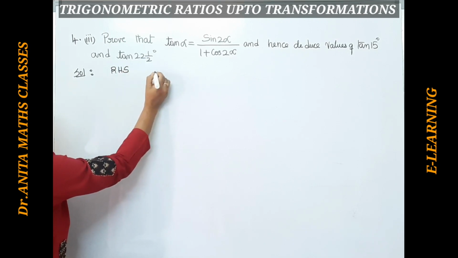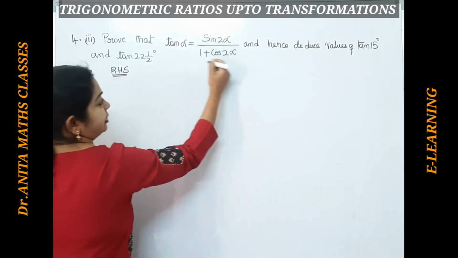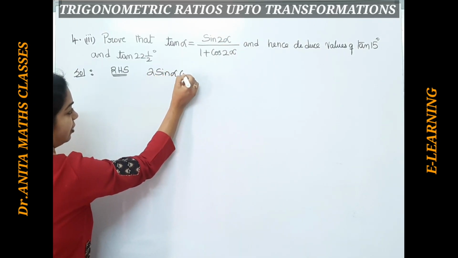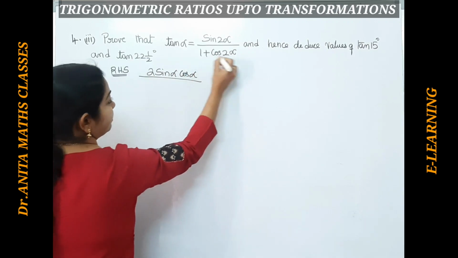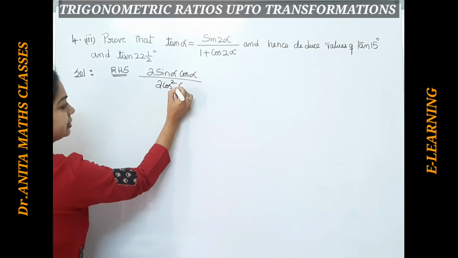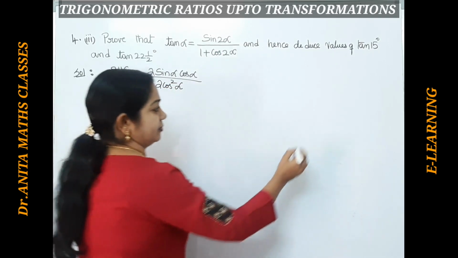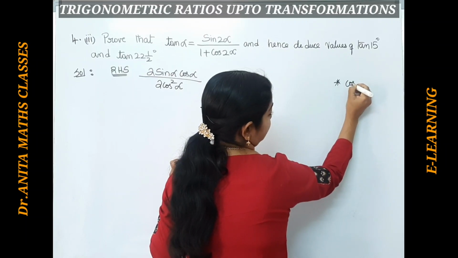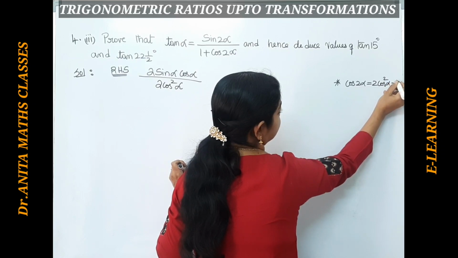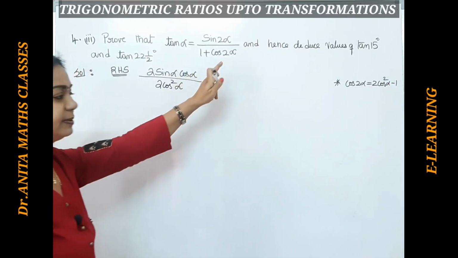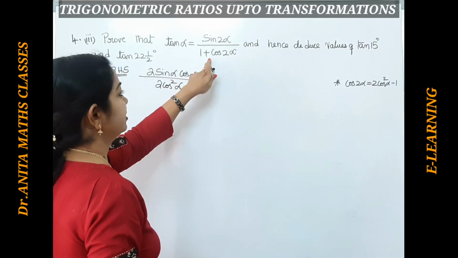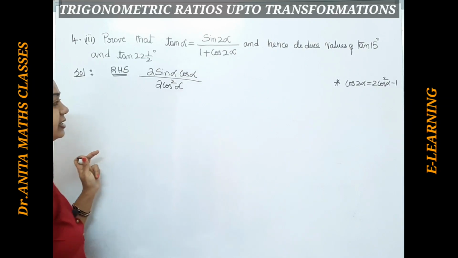So sin 2 alpha, we will write the formula: sin 2 alpha is 2 sin alpha cos alpha, by 1 plus cos 2 alpha. 1 plus cos 2 alpha is 2 cos square alpha. Right, this is a formula. Cos 2 alpha is equal to 2 cos square alpha minus 1. So from this formula, 1 plus cos 2 alpha, if you take plus, that is cos square. If it is minus, we have to go for the sine, 2 sine square alpha.